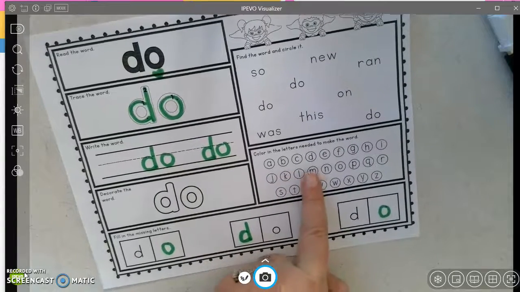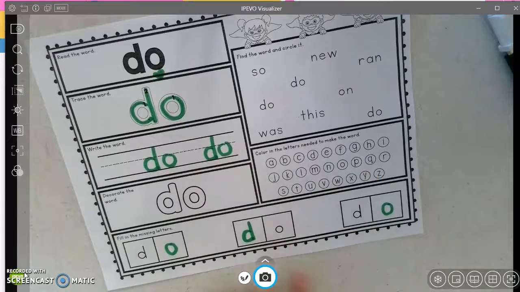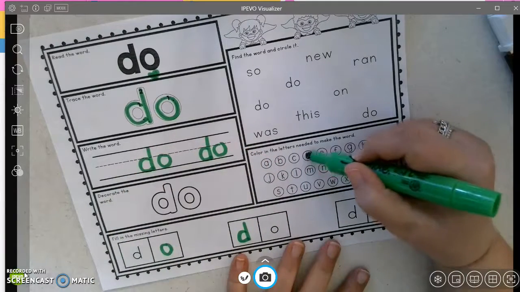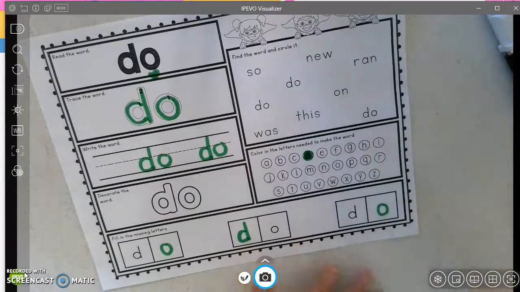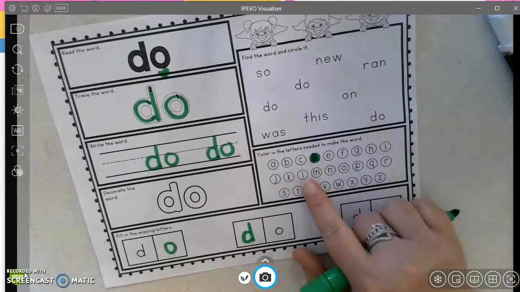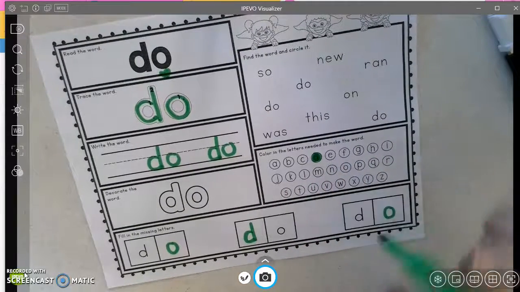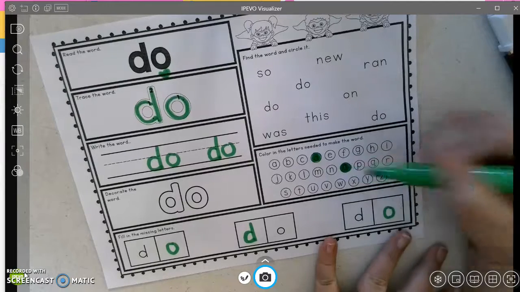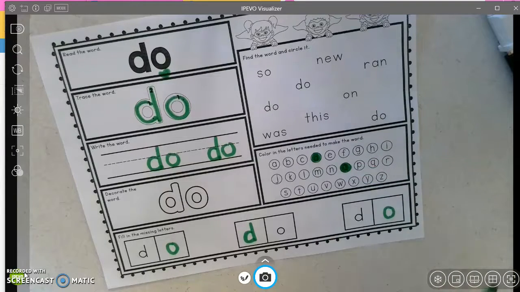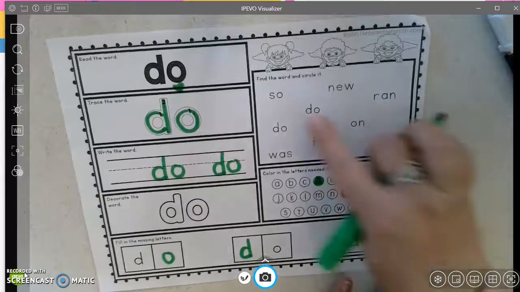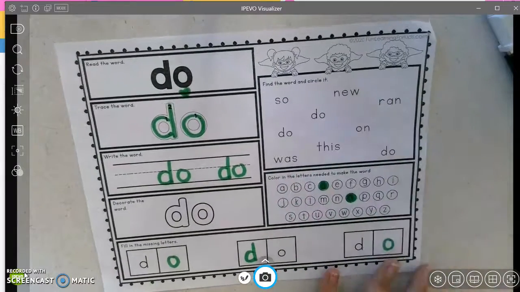So we're going to find the D and the O in these letters. A, B, C, D. We're going to color in D. E, F, G, H, I, J, K, L, M, N, O. Here's my O. All right, I don't need any more letters to make the word do, so only these 2 letters are colored in. Then, find the word and circle it.